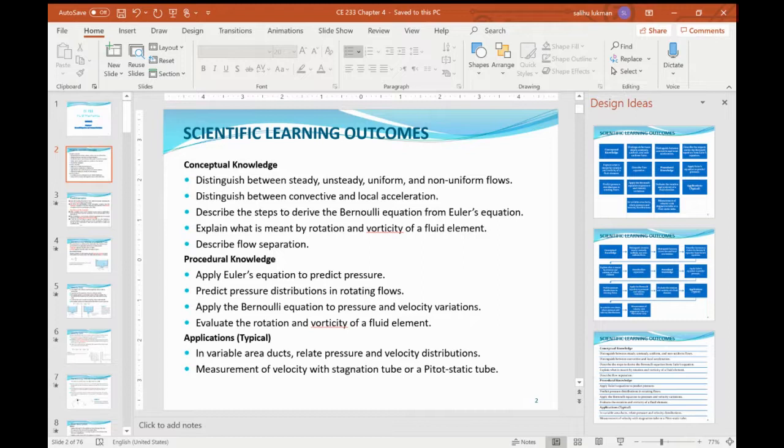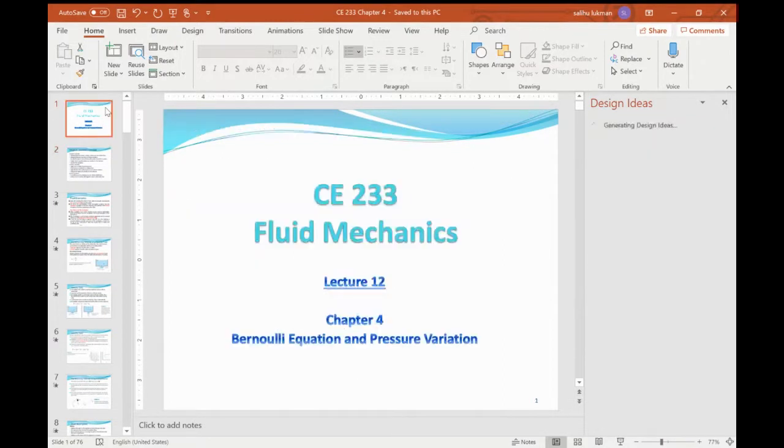In my previous class, I was able to finish chapter 3, which is very long, although chapter 4 is also long, because now we'll start fluid kinematics, which is chapter 4. Now we'll look at the Bernoulli equation and pressure variation, and other stuff to do with flow classification.